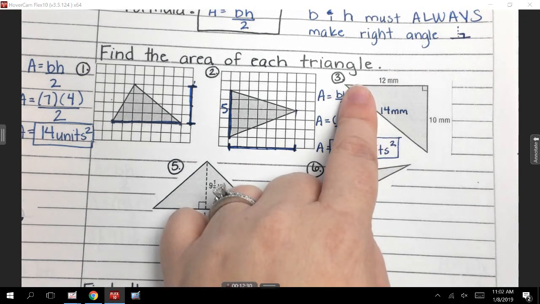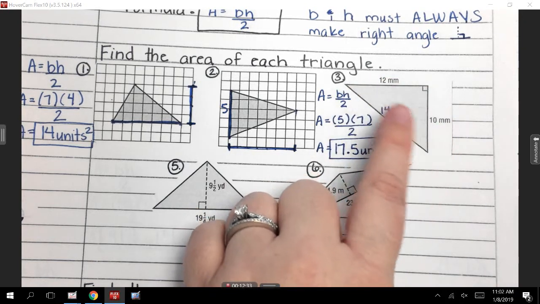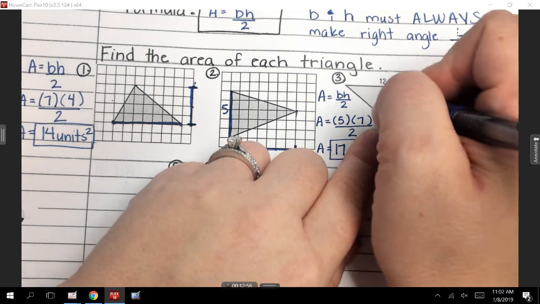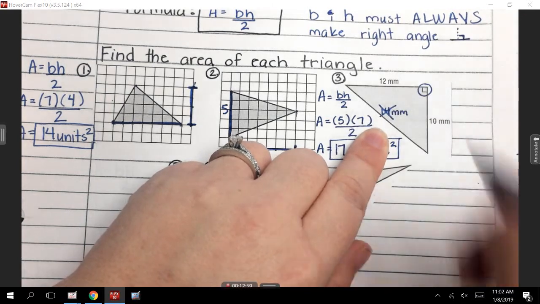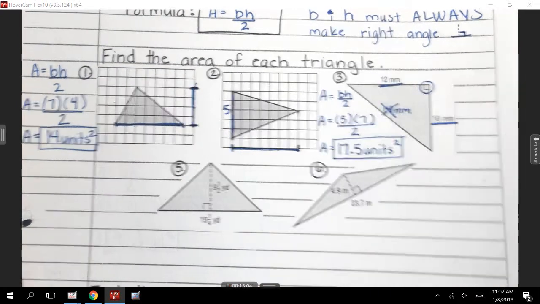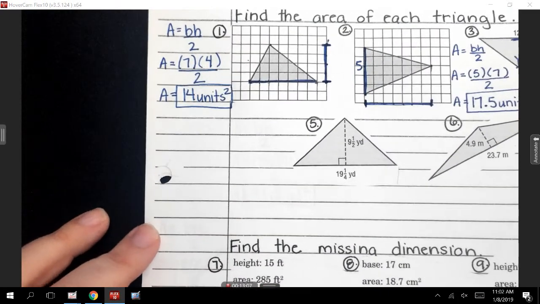All right. On number 3, raise your hand if you can tell me which of these 3 numbers is going to be your base and your height. Hunter. The 12 would be your base, and the 10 would be your height. Why can't I use the 14? Because it's at a diagonal. It's slanted. Where's my right angle? Right there. So that means we have to use 12 and 10. We're not going to work that one out. We're going to move down to number 5. I just wanted us to look at that one, okay?